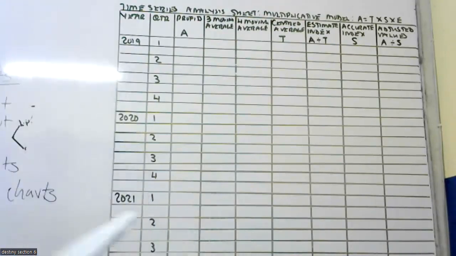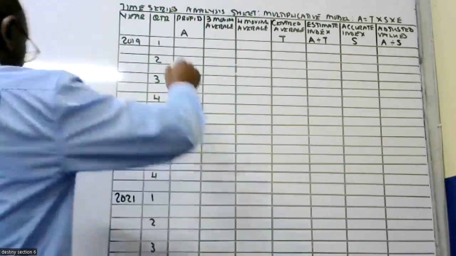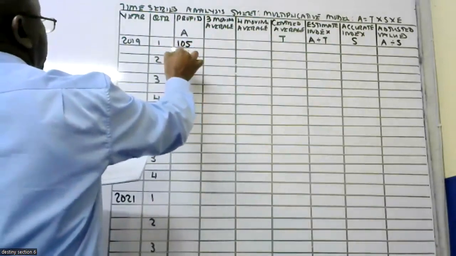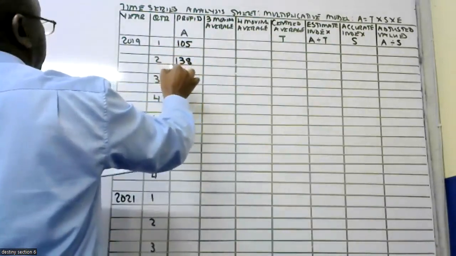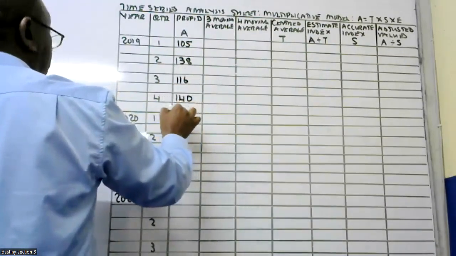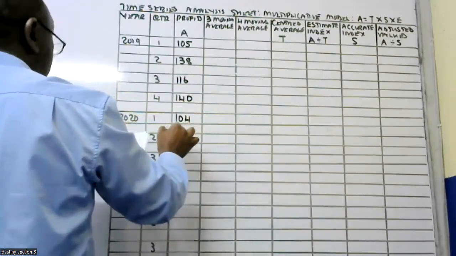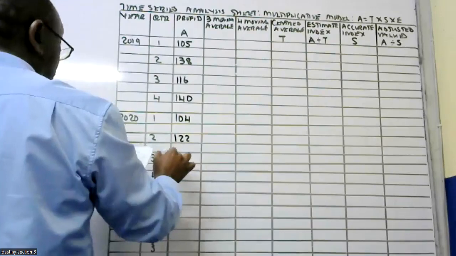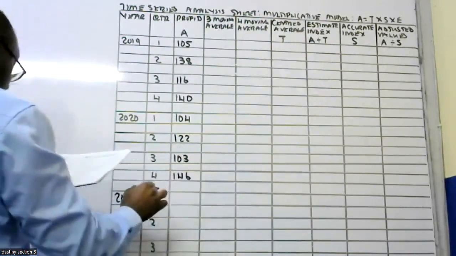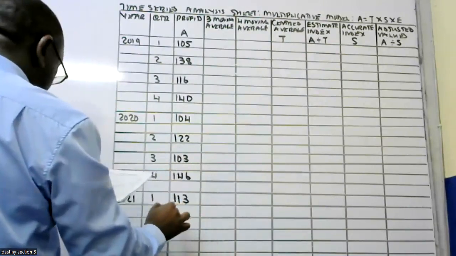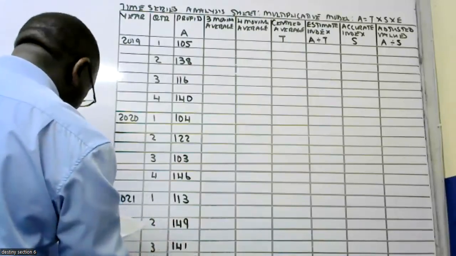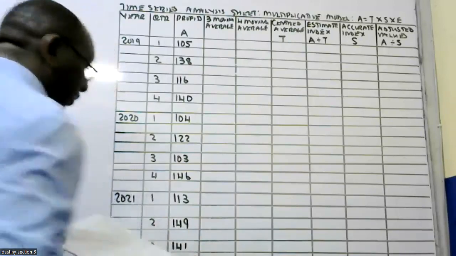So we record the values. This is 105. This is 138. This is 116. This is 140. This is 104. 122. 103. 146. 113. 149. 141. 162.